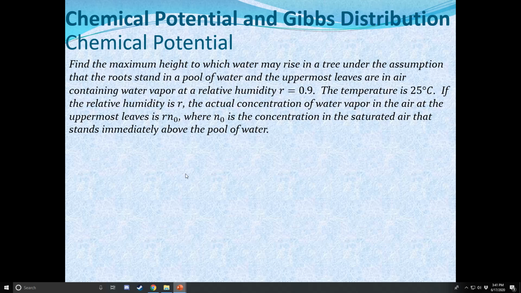All right, so here, once again we have water being raised in a tree, and we're trying to figure out what the concentration is as a function of the vapor in the air based off of these values.